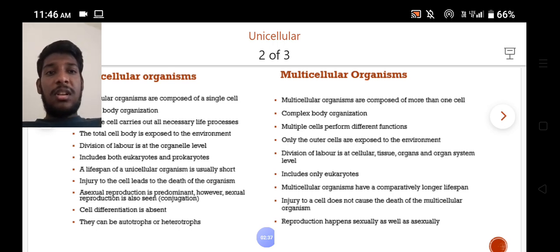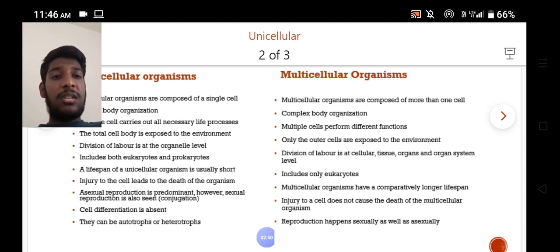In unicellular organisms, cell differentiation is absent, whereas in multicellular organisms, injury to a cell does not cause the death of the organism.